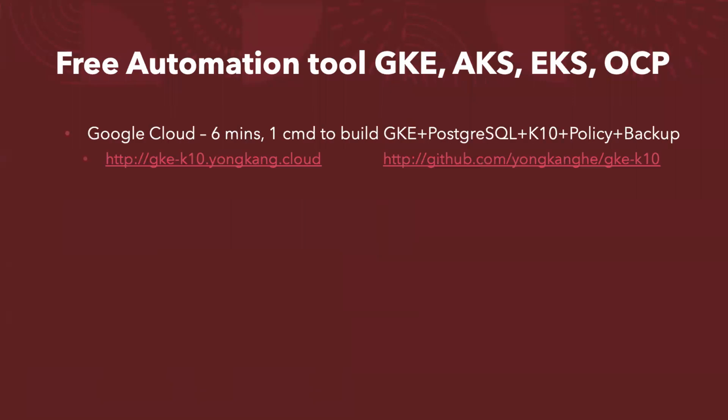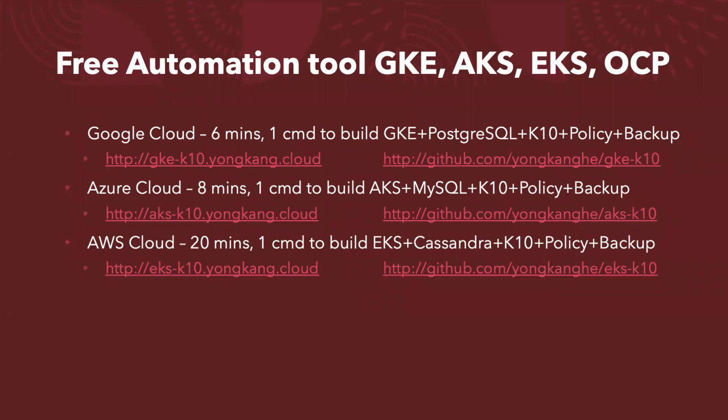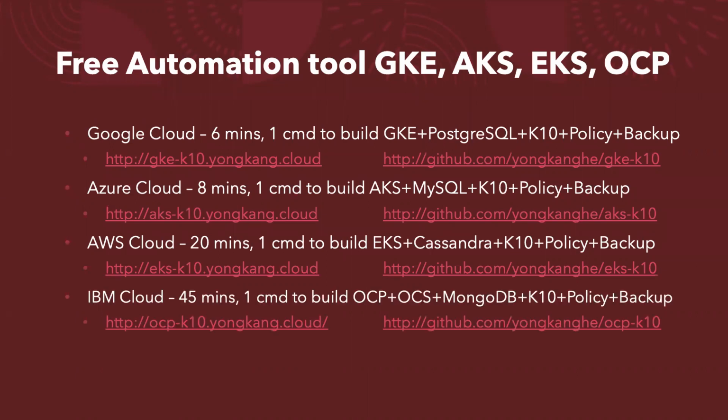For Google Cloud, I was using the automation and it takes 6 minutes, so I can build the whole environment. For Azure Cloud, I need about 8 minutes: AKS plus MySQL plus K10 policy backups. For AWS Cloud, it takes about 20 minutes, but similarly, you just run one command to deploy, and we will build the EKS plus Cassandra plus K10. And on IBM Cloud, one command, 45 minutes, and we will build the OpenShift cluster plus OpenShift Container Storage plus MongoDB, etc.